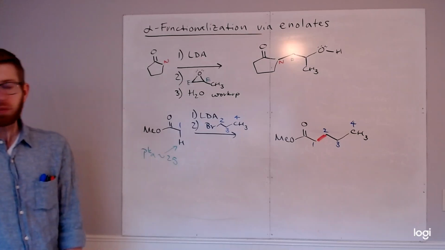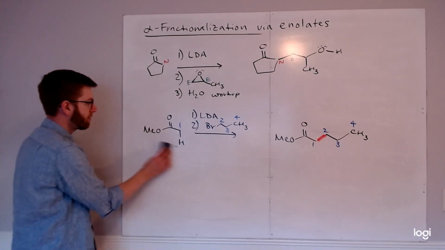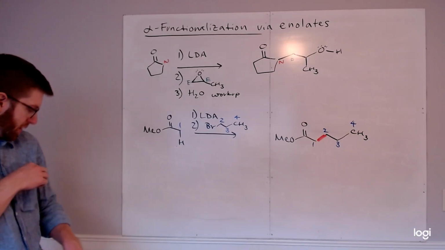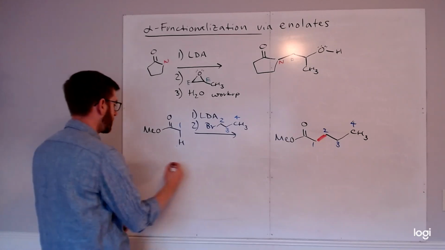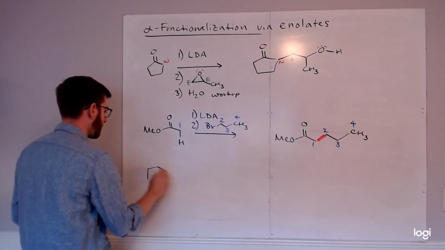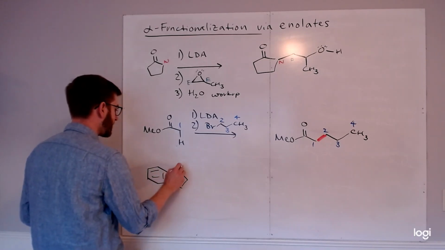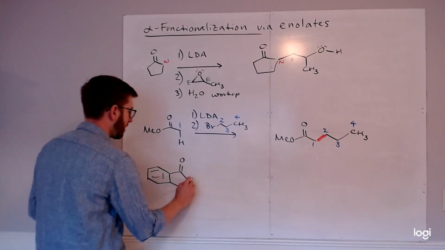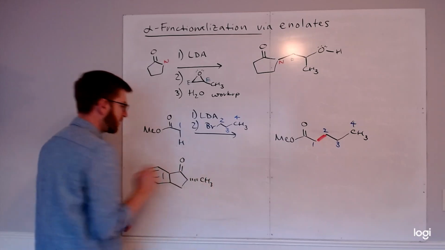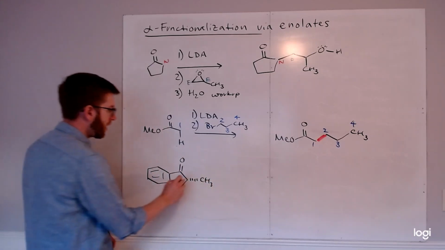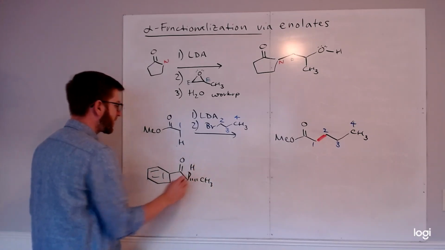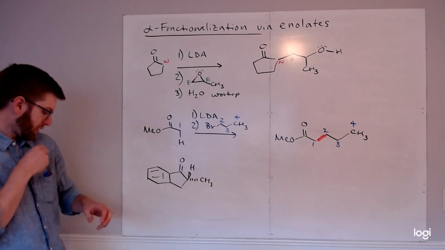Okay, so there's one other wrinkle that I wanted to bring in here. I'm going to make myself a little bit of space. And that has to do with stereochemistry. So let's look at an example where we have a slightly more complex ketone like this. And our alpha carbon is a stereocenter. Right, so this is a chiral structure.